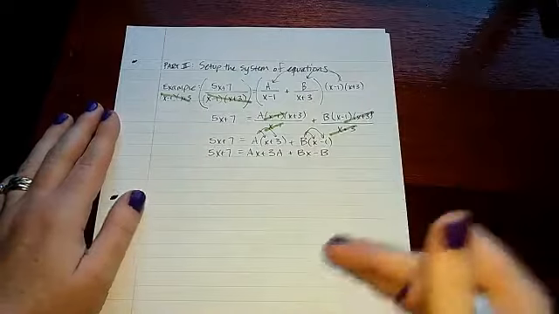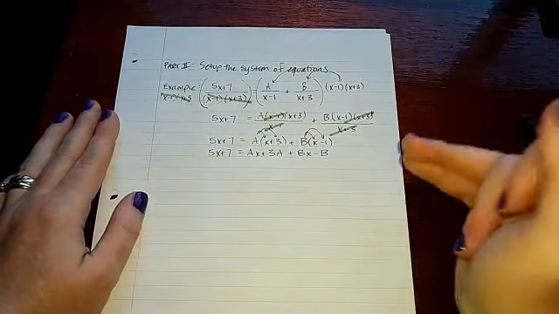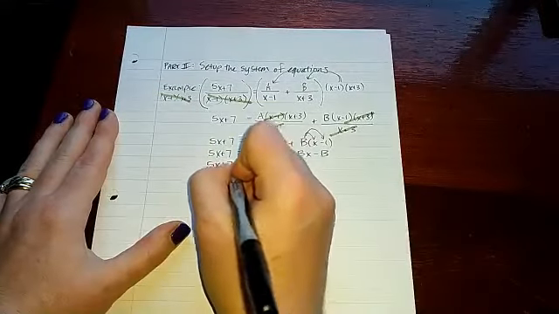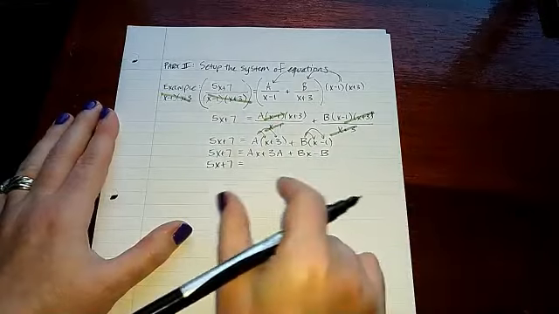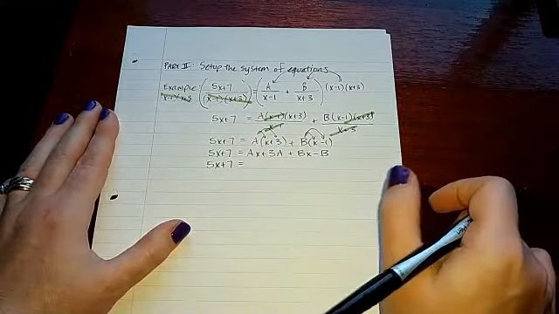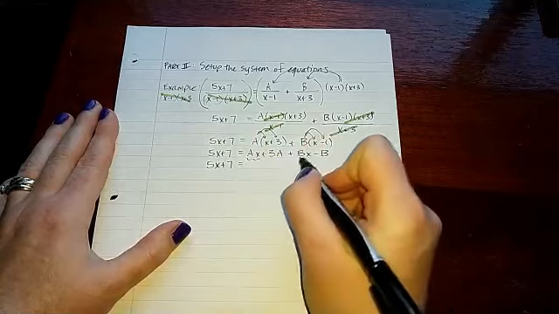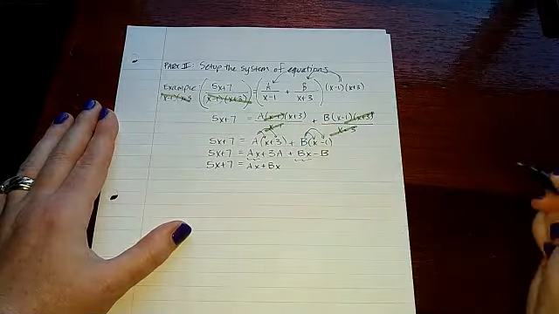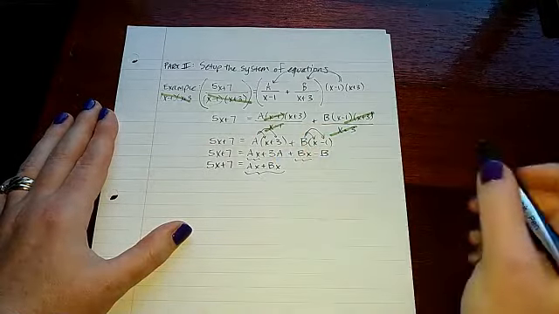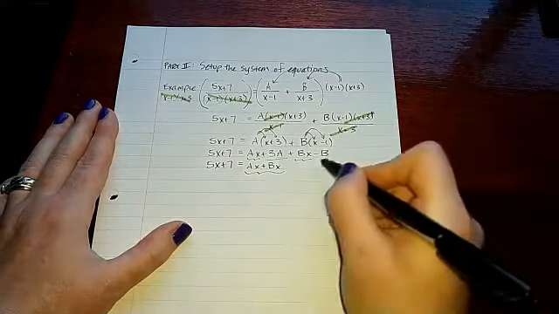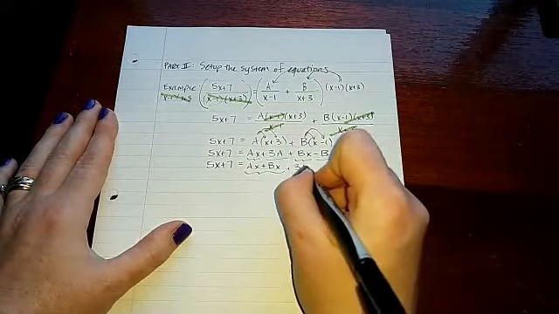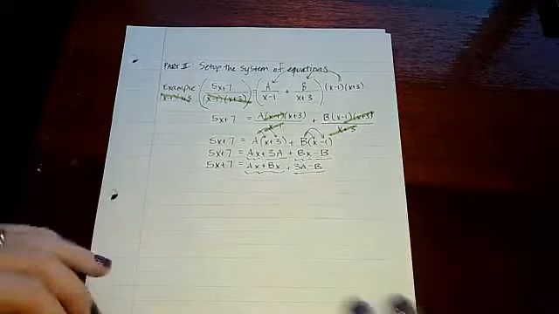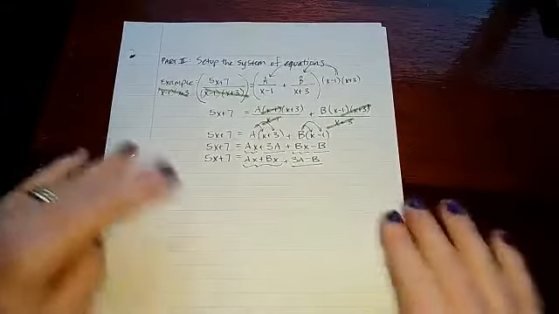I'm going to be showing more steps than I would normally show because I want you to see what's happening. So I'm going to collect all the x's together and all the constants together. Everything with an x: ax plus bx. And then everything without an x: plus 3a minus b over here. This is where all the fun happens.